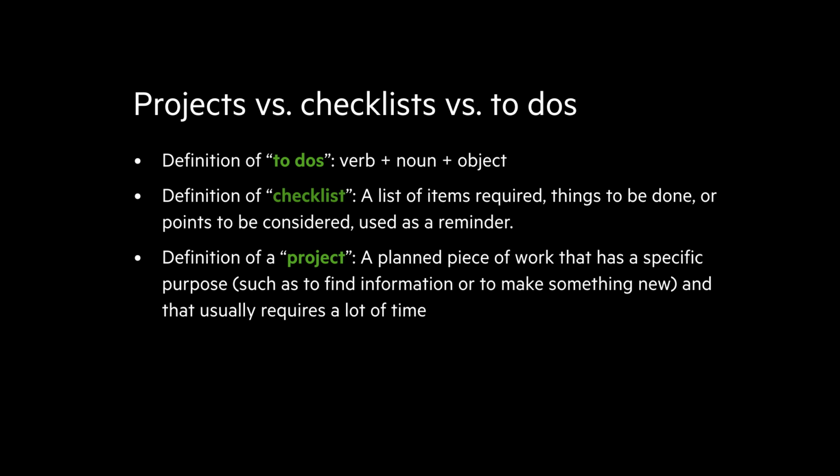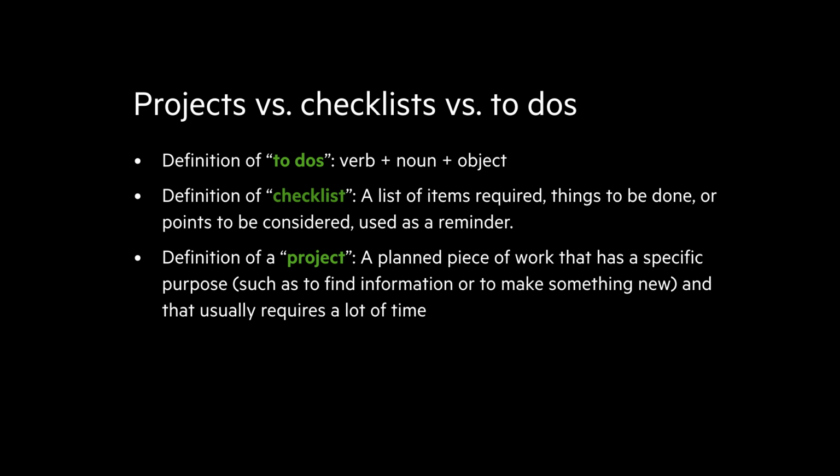Now, a checklist is going to be a list of things that you need to do. Those are generally a list of to-dos. So it's things that need to be done or things to consider, and it's used as a reminder in order to understand the fluidity of the work from start to stop, and generally constructed within a project.